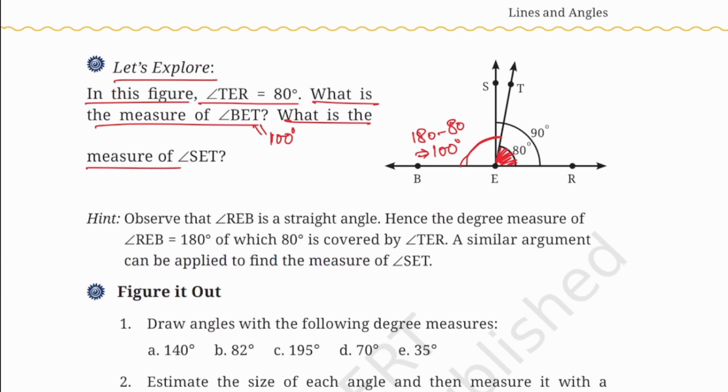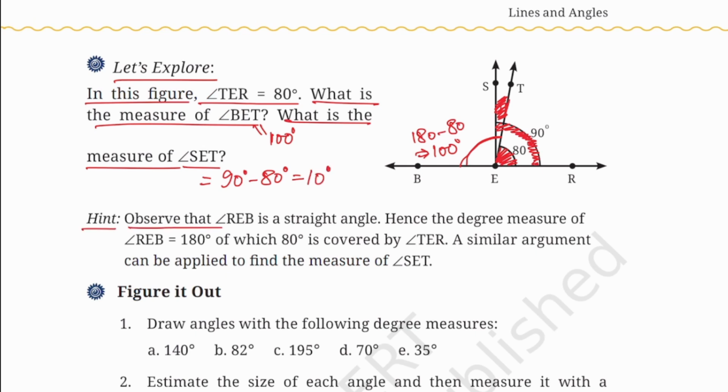What is the measure of angle SET? In figure you can see angle SER is equal to 90 degree. So angle SET is equal to 90 degree minus 80 degree. That is angle SER minus angle TER. So angle SET is equal to 90 degree minus 80 degree. That is 10 degree.